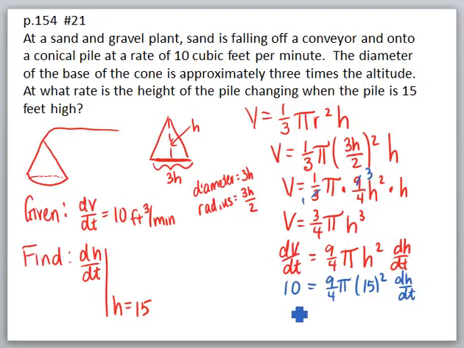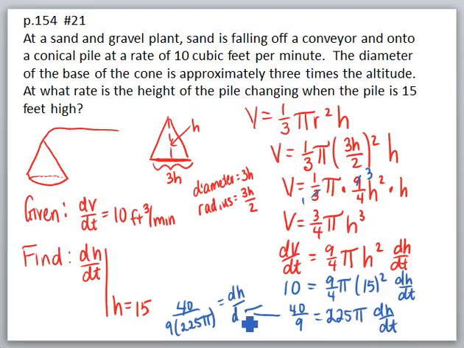Well, I'm going to move this 4/9 to the other side, which makes it 40 over 9. And I have 225 pi left on this side, times dh/dt. I'm going to divide by 225 pi on both sides. So 40 divided by 9 times 225 pi.